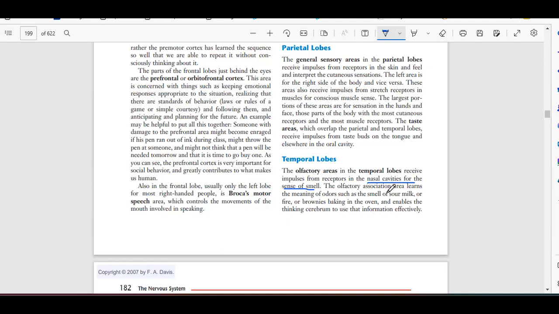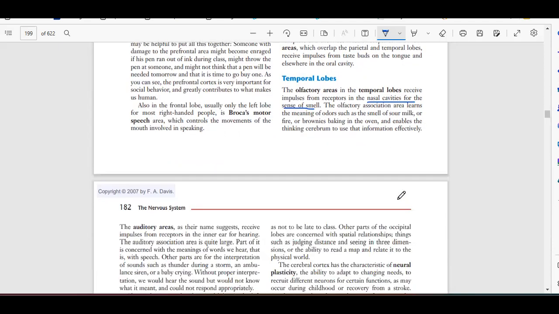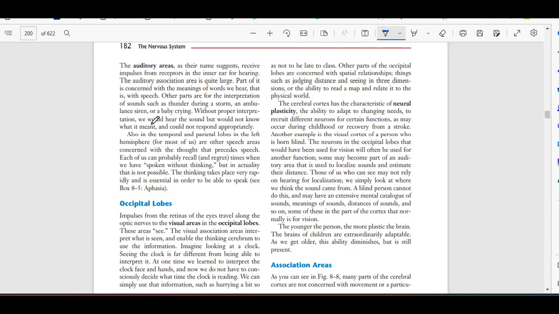So basically the temporal lobe has one sensation, that is smell sensation. And next is the auditory area. This is the auditory area.